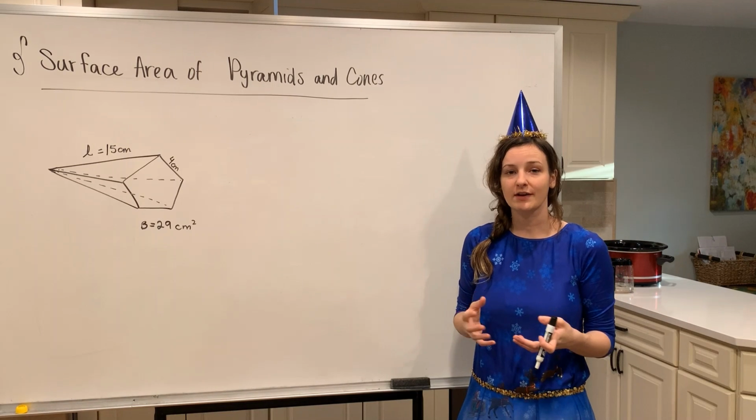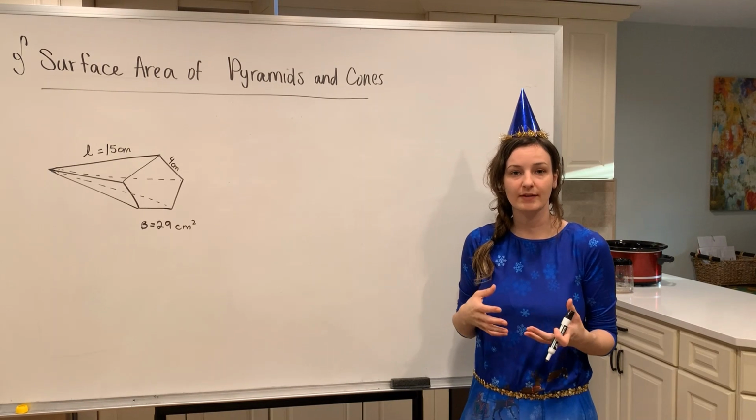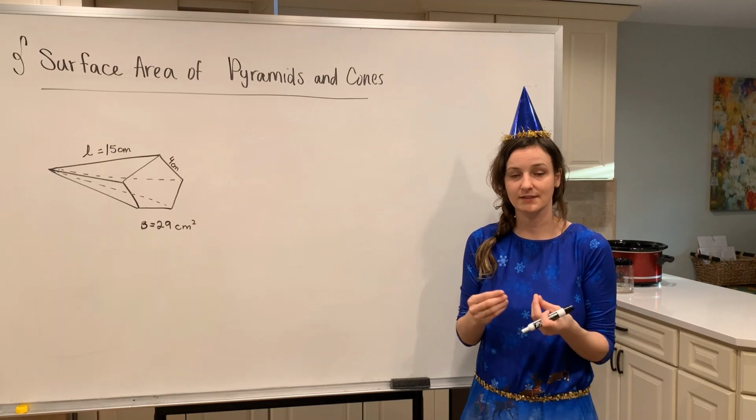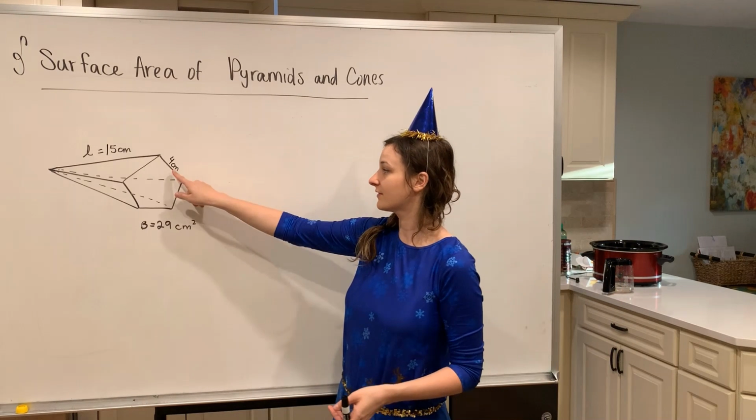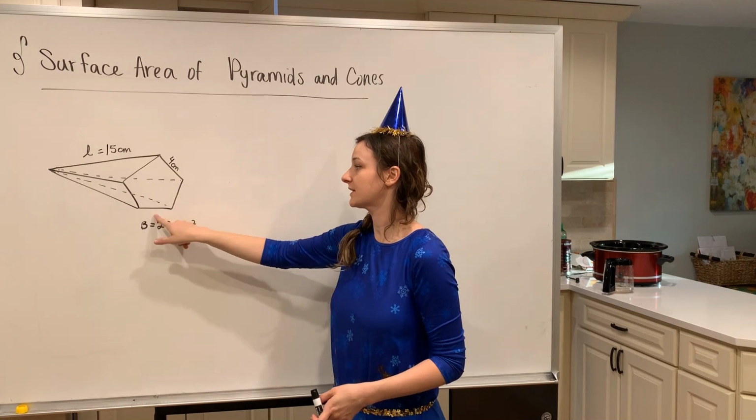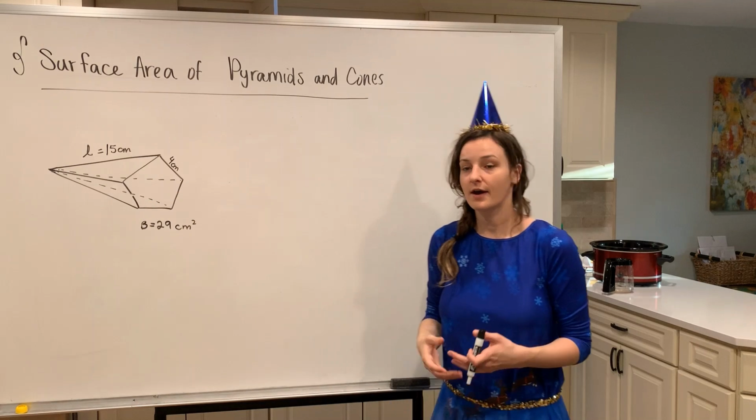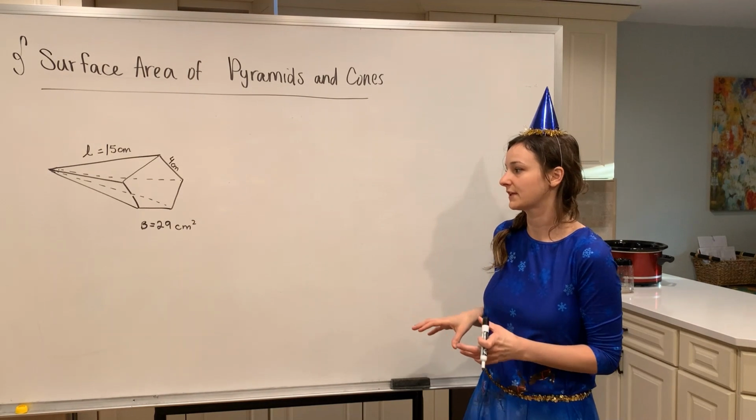And notice today that we're talking about regular polygons. Regular polygons have sides that are all the same length. So notice here I've labeled this side as 4 centimeters. That means that all 5 sides of that pentagon are going to be 4 centimeters.